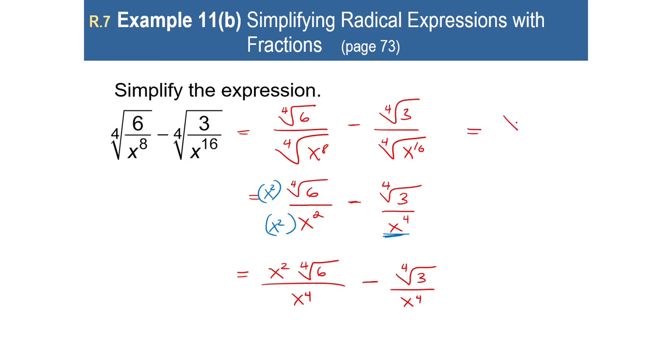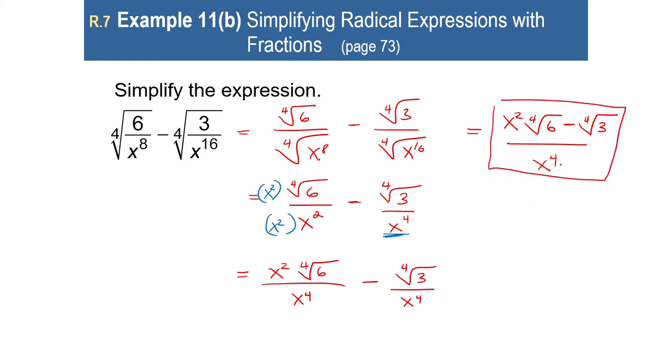This is equivalent to x squared, fourth root of 6, minus the fourth root of 3 over x to the 4th. Don't feel tempted to reduce the x squared and x to the 4th, because if you're going to reduce that, you want to make sure you do it to all of the terms, and in this case we can't do that. So this is our simplified expression. This looks really ugly, but this is our simplified expression. Please don't feel tempted to reduce the x squared and the x to the 4th.